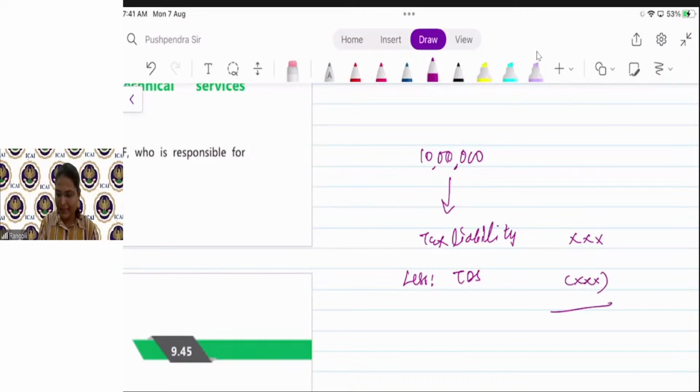So the balance I need to pay to the government if this balance is positive. If this balance is negative, then government will give the refund to me. Okay. So whatever is your income, you have to calculate the final tax liability, and from your final tax liability, the TDS amount is required to be deducted. Is that clear, Mohammed?